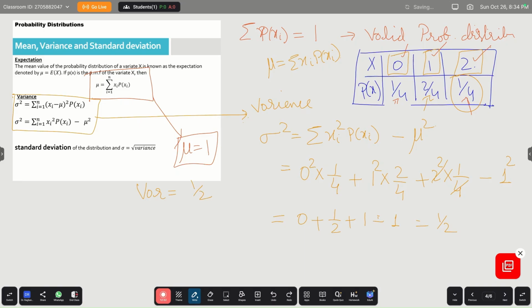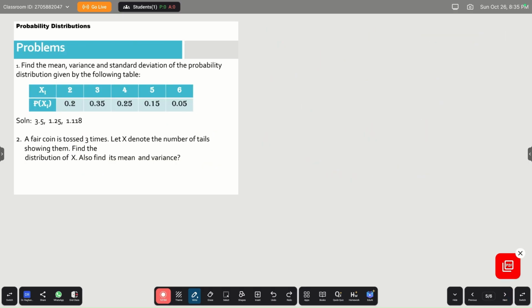Okay. Once you get the variance, you can calculate the standard deviation. Standard deviation is just the square root of variance. So standard deviation is denoted by sigma, which is square root of variance. So these are very easy to calculate: mean, variance and standard deviation. So you can practice with more examples.